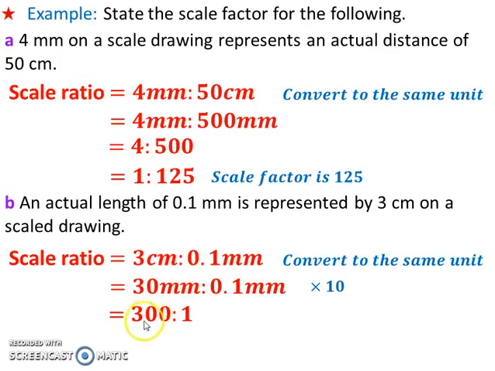But I actually want the first number to be 1, so I'm going to divide both sides by 300. Now you can write that in decimal form, but it's a really long decimal and it goes on and on, so I just found it easier to keep it in fractional form. But the scale factor is that 1/300th of the drawing.